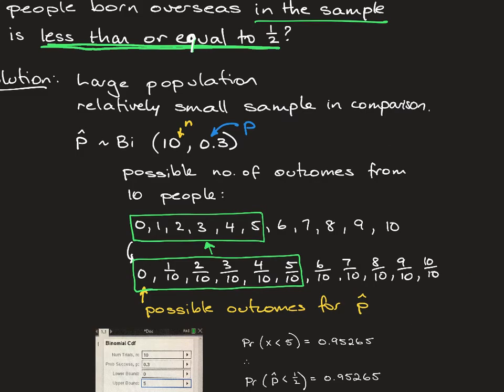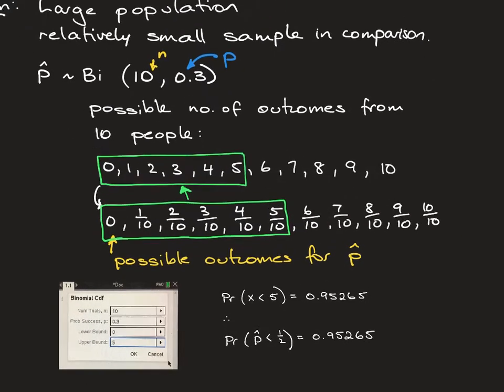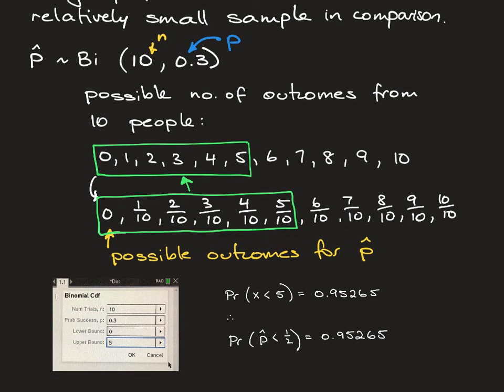So on my CAS calculator, I would use a binomial CDF with n 10 in our sample. 0.3 is our population proportion, and our lower bound are our values for x. And they're the values for x that fit with the proportion that the question is asking us for. So then when I press OK on my CAS calculator, it spits out this answer here.